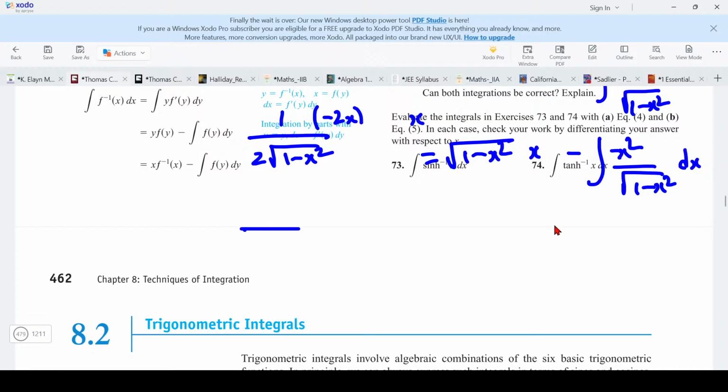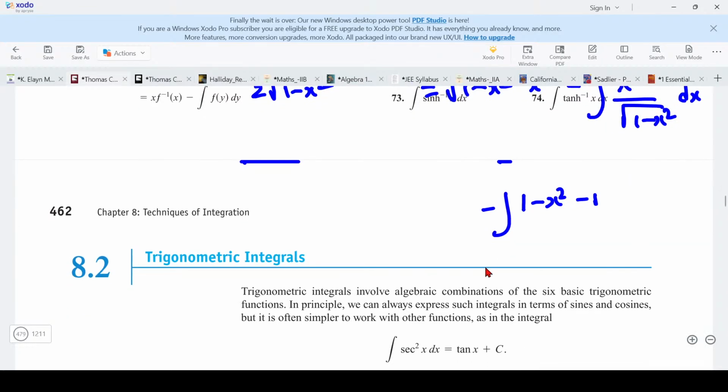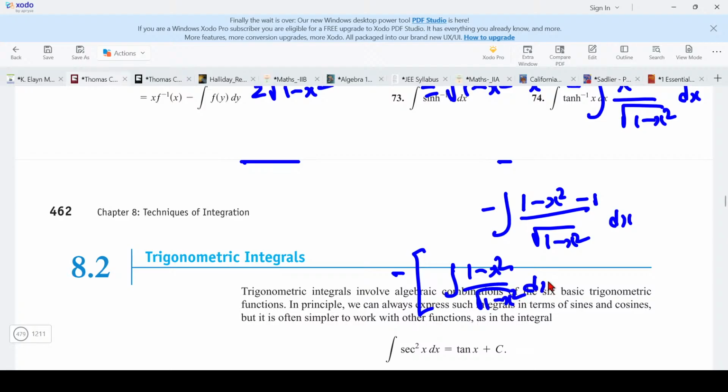This also is not an easy integration. What we will do, we'll cleverly manipulate this part. We can write it like 1 minus x square plus x square, sorry, 1 minus x square minus 1, right? You can write it like this, by under root 1 minus x square dx. This becomes minus of the integral of 1 minus x square by root of 1 minus x square dx, minus the integral of 1 by under root 1 minus x square.